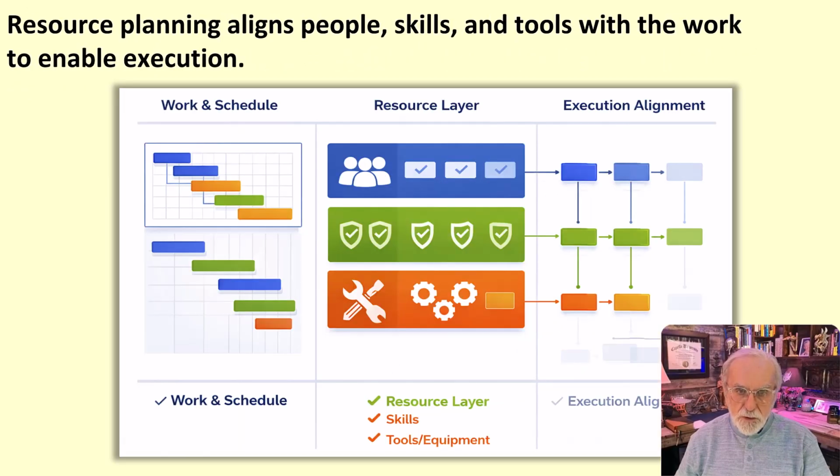Planning project resources. Resource planning aligns people, skills, and tools with the work to enable execution. Here we begin the first of the key planning domains that complete execution readiness: resource planning. Once the work is defined and structured, the next question is whether the project actually has the capability to perform that work. Resource planning focuses on identifying the people, the skills, the tools, and support needed to execute the project successfully. This includes not only how many resources are needed, but also what type of expertise is required and when those resources must be available.